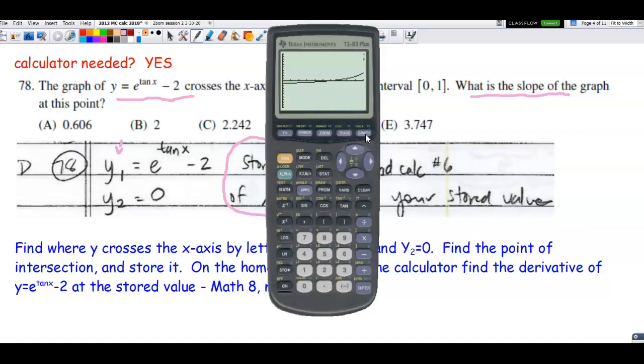Okay, so the graph e to the tangent x minus 2 has crossed the x-axis, so I'm going to do an intersect, so that's second calc or second trace number 5. Enter, enter, enter.